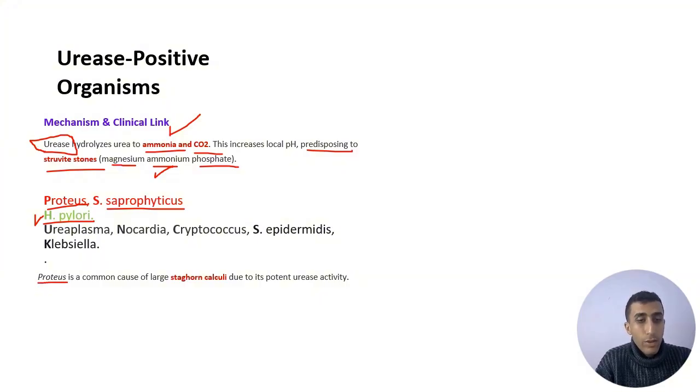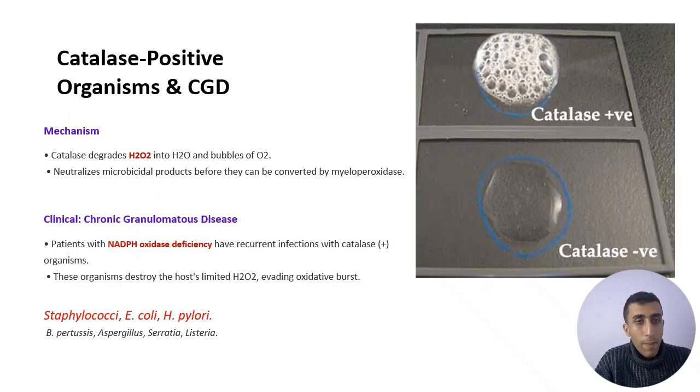And Proteus is very high yield because it is associated with a unique type of stone called the staghorn stone, which is a very big type of stone because it has potent urease activity. Other, less high yield urease positive organisms are Klebsiella, Staph epidermidis, for example, Nocardia, Cryptococcus, and Ureaplasma. So this is about urease positive organisms.